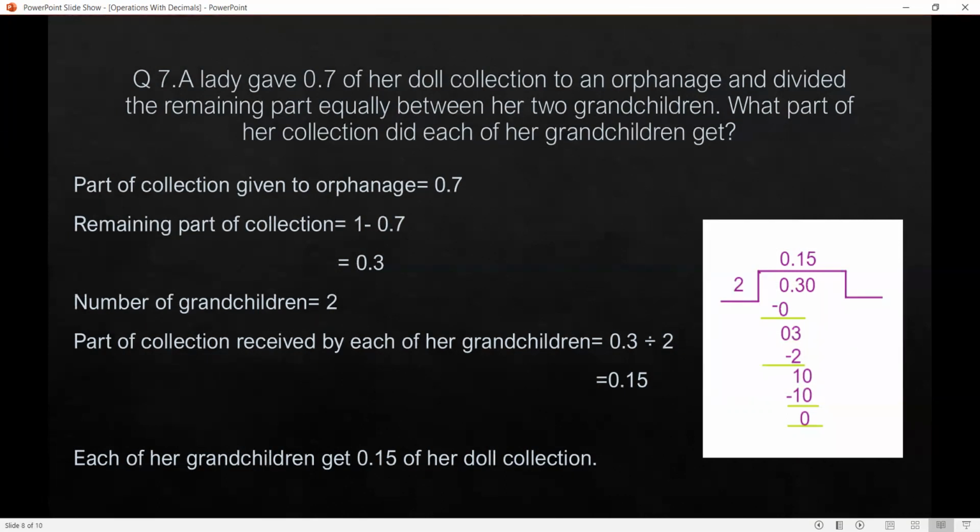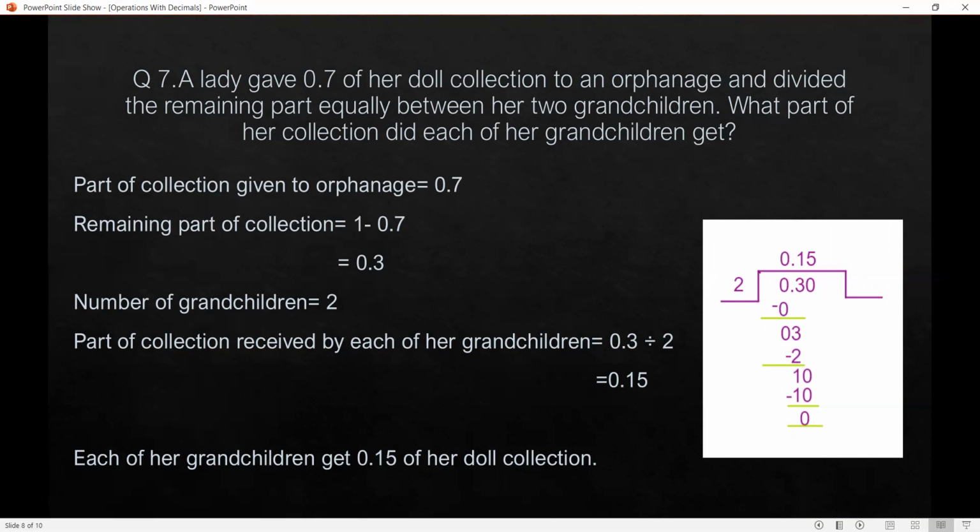And this remaining part she divided equally between her 2 grandchildren. So the part of collection received by each of her grandchildren equals 0.3 divided by 2 because the grandchildren are 2. So when we divide 0.3 by 2, we will get 0.15. So each of her grandchildren gets 0.15 of her doll collection.